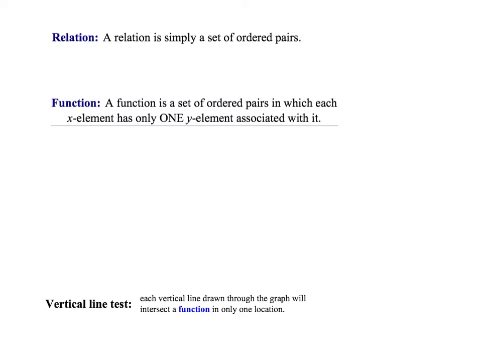So let's start off by talking about a relation. This is the first definition we want in your book here. A relation is simply a set of ordered pairs. For example, if I write the ordered pair 2, 3, that's considered a relation, a set of ordered pairs, or 1, 5.